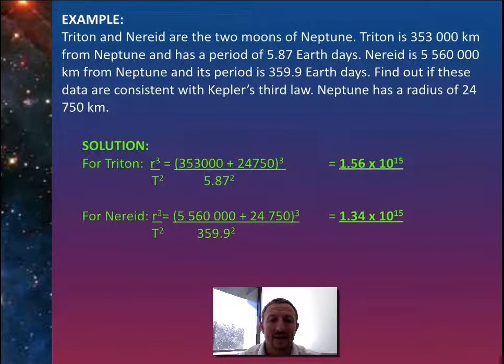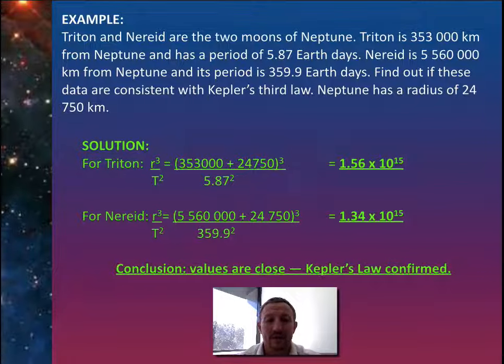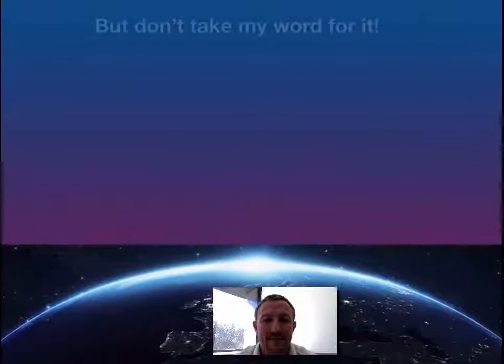Then we do exactly the same for Nereid. Nereid is 5,560,000 plus the radius of Neptune, and we've got 359.9 days. So again we square it. Now you'll notice here that the value 1.34 times 10 to the 15 for Nereid is virtually the same as it is for Triton. So our conclusion is, because these values are very, very close, Kepler's law can be confirmed. Okay, well I hope that makes sense to you.